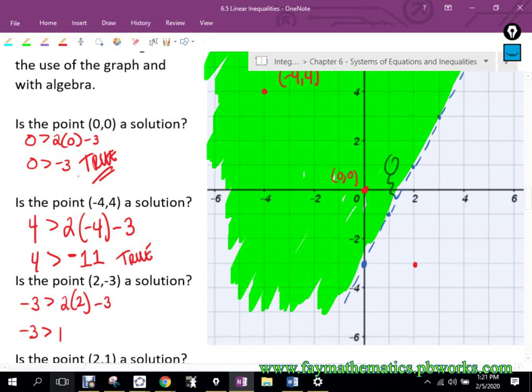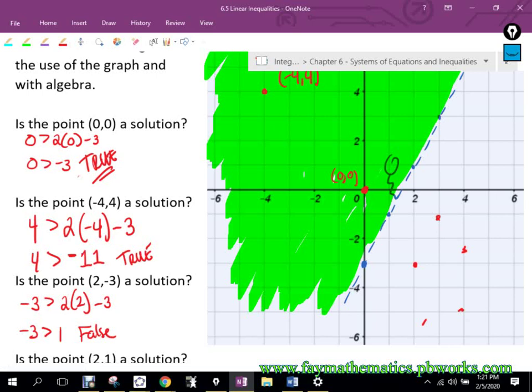It's going to be 1, right? 4 minus 3, right? Is negative 3 greater than 1? No, that's false. Every point that is down here that I didn't shade green is going to give me a statement that is false. Does that make sense? Everything that I shade in green is going to give me a true. Does that make sense, everybody?